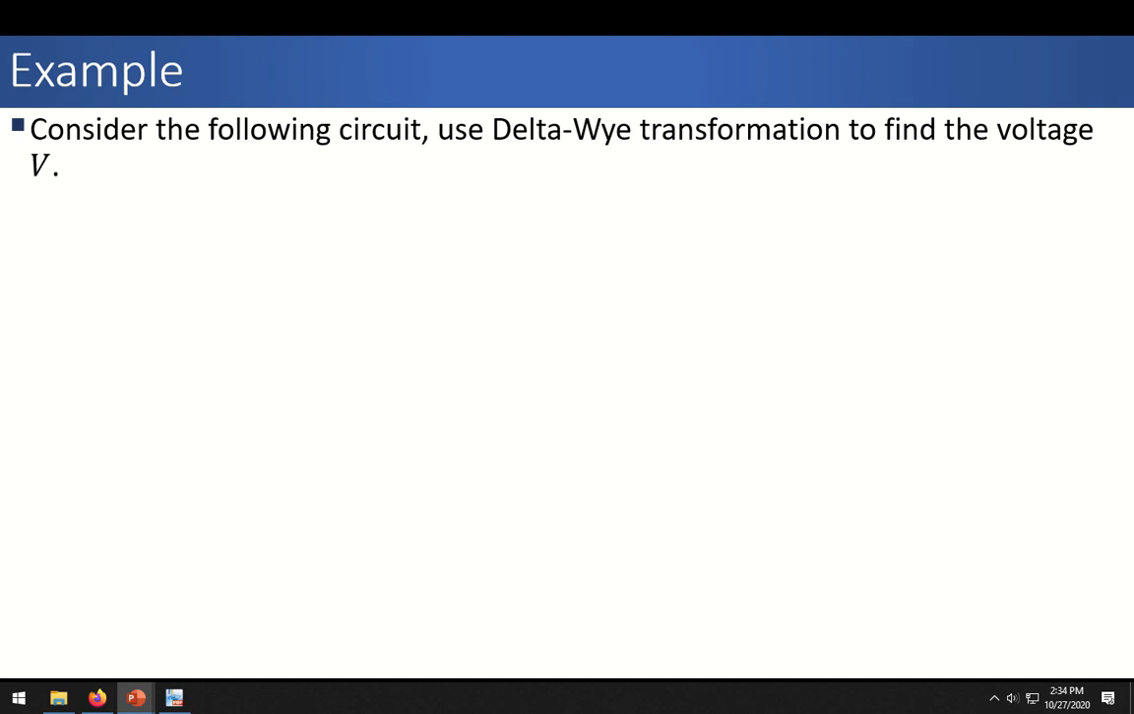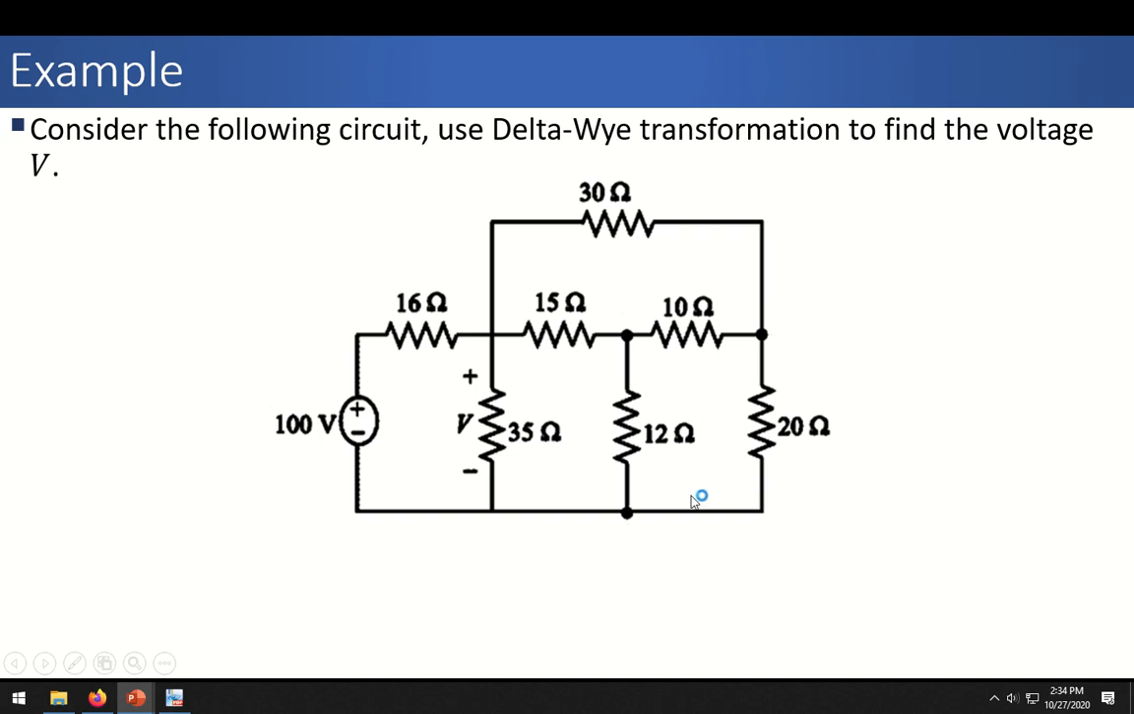Let's see another example. Consider the following circuit. Use delta Y transformations to find the voltage V. So here we have a complicated circuit. We want to find the voltage across 35 ohm resistance, and we need to use the delta star transformation.